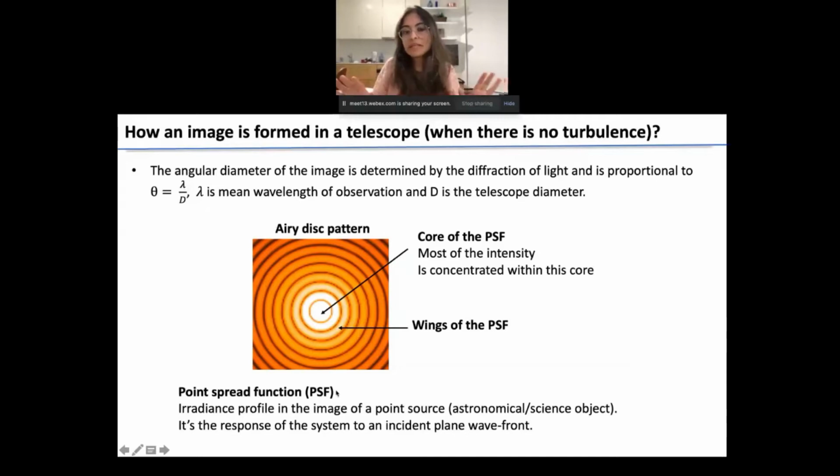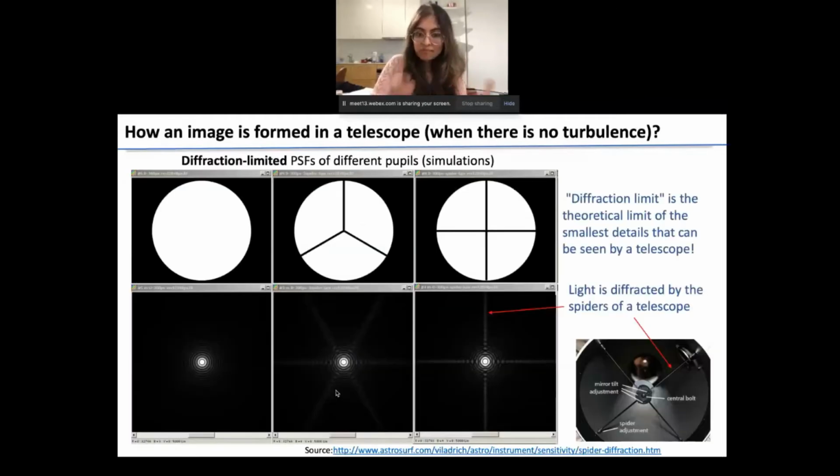The PSF simply is the image coming out of a telescope, and I must tell you that this image really depends on the telescope pupil that you have. For example, if you have a circular telescope pupil, you see a simple Airy pattern like this. Most of the light from the star is centered at the core of the PSF, and then you see the ring pattern.